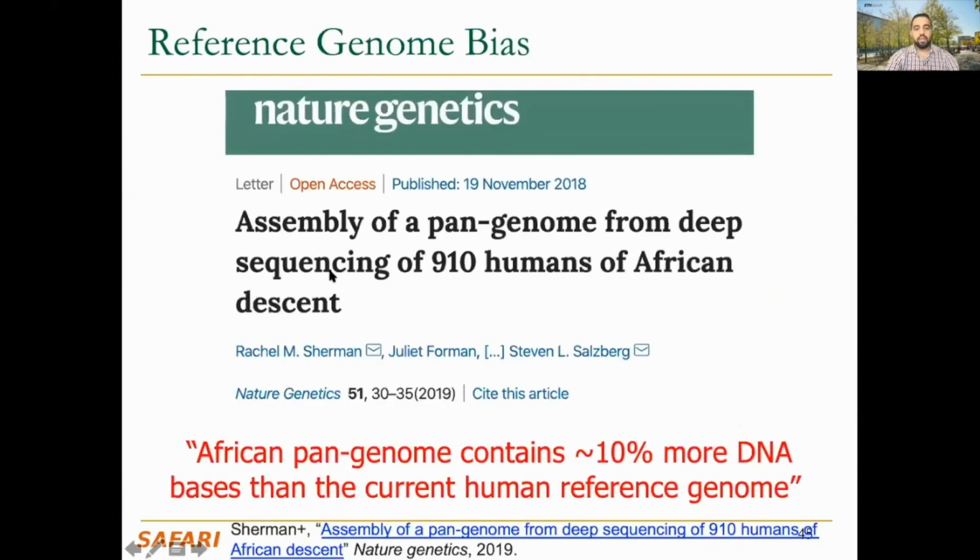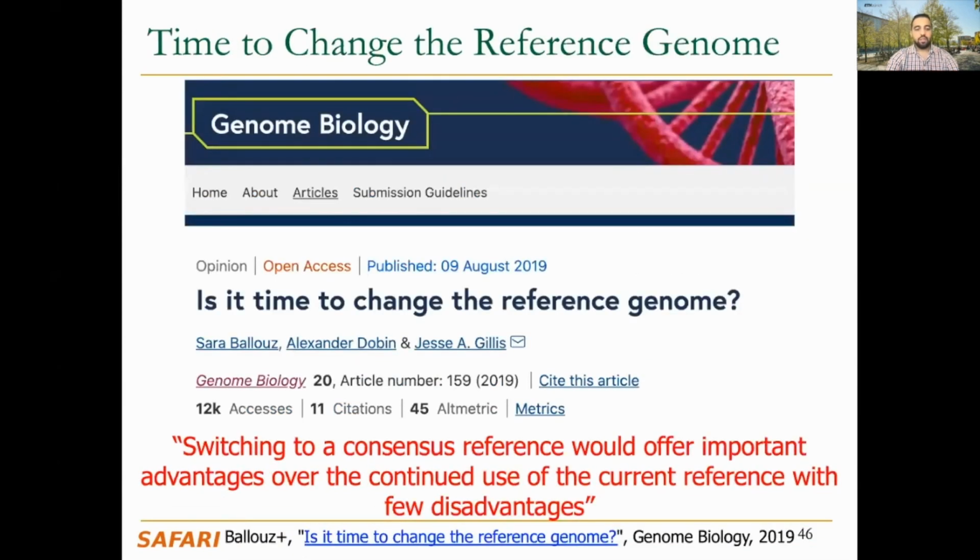If you're interested in this, you can read this paper. They find that Africans have 10% more DNA than the rest of the world, than Europeans, for example. And that showed the importance of not having a single reference genome, but rather we need population-specific reference genomes. And you'll see a lot of work saying that it's time to change the reference genome.